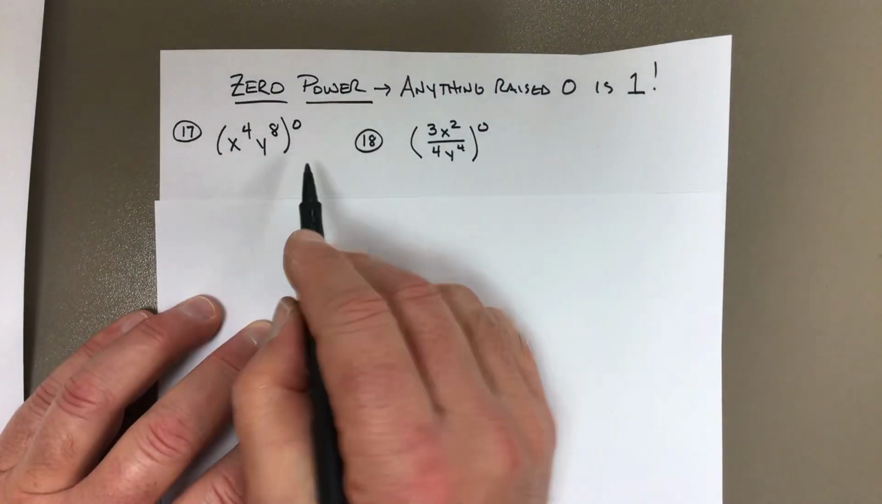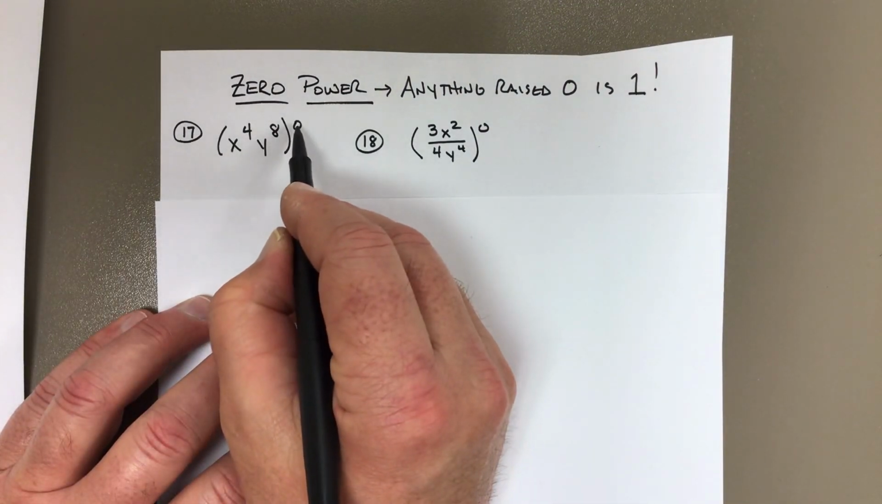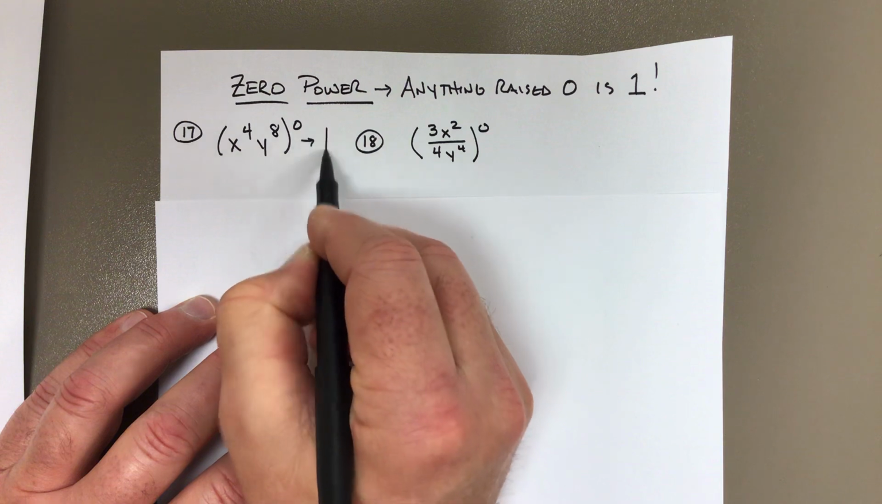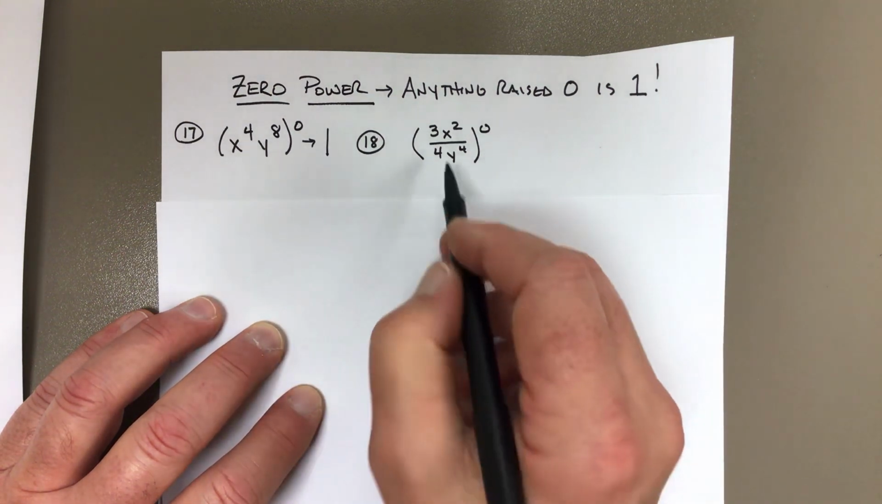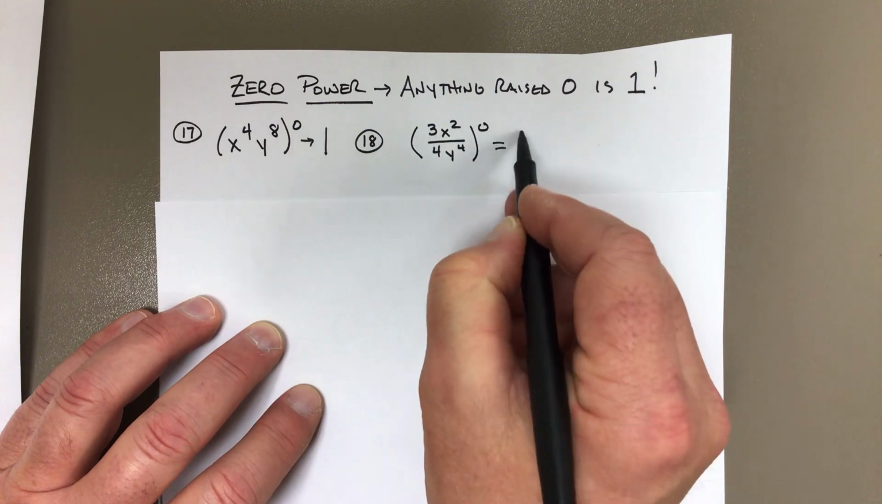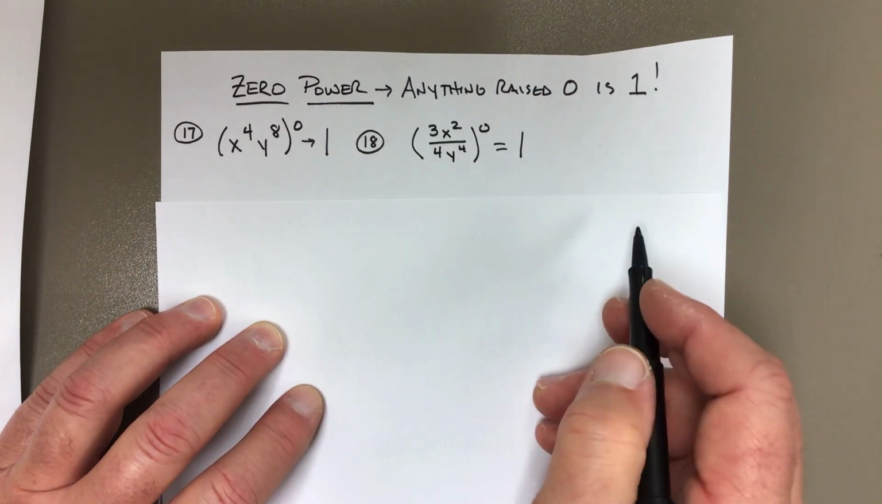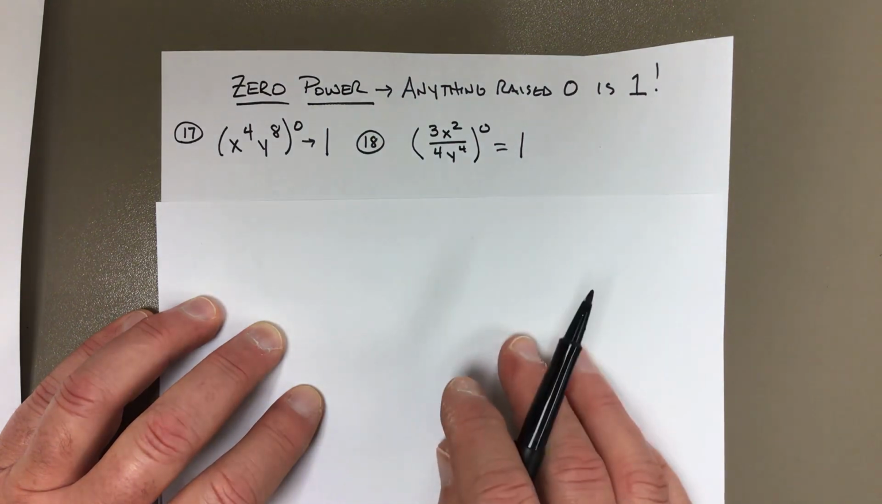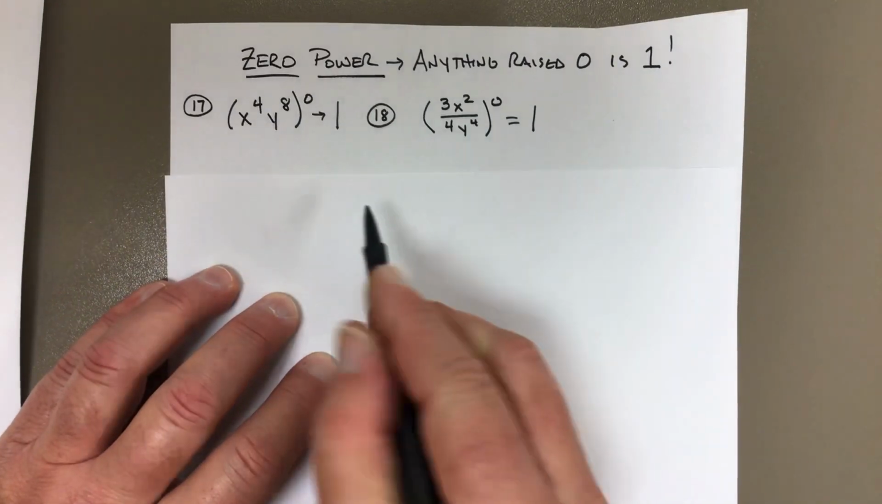So all of these, both of these, since it's raised to the 0 power, it means 1. That's it. I don't care what's happening inside this parentheses. If you see something raised to the 0 power, it's 1. Period, end of story. Why is that? It is this because think about this.